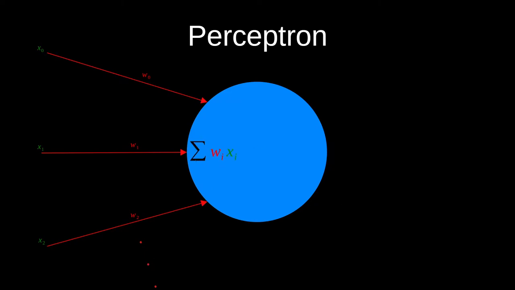Then what we'll do is sum together each of the weights times the inputs. This is the weight right here, and this is the input. Then we're going to add a bias to this. Sorry, I forgot to add this part, but basically plus B right here.